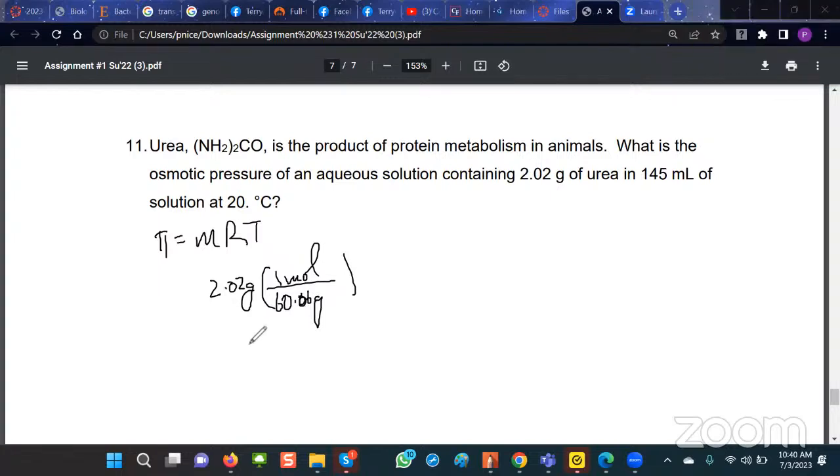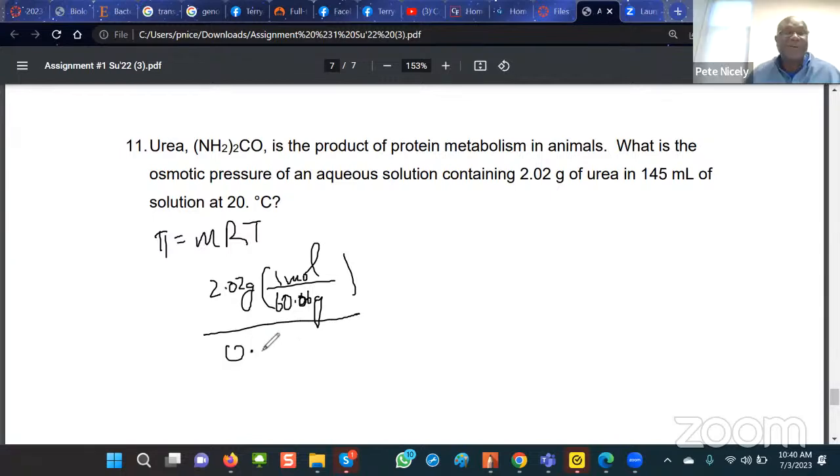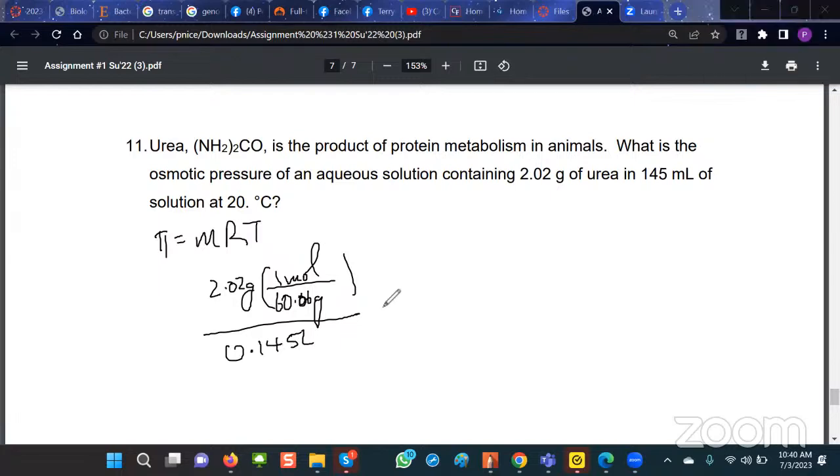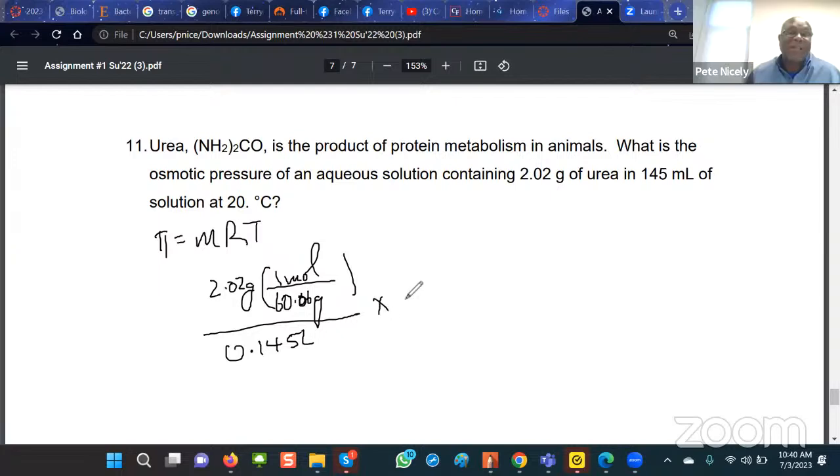Then you would divide that answer by 0.145 liters. And that would give you the molarity, right? Yes. And then once you get the molarity, you plug it into the equation. So multiply by R, which is 0.0821 liters atmospheres over mole Kelvin, times the temperature, which is 20 degrees. Now remember, the temperature must be converted to Kelvin, all right? So that will give you 293 Kelvin, and that's it.